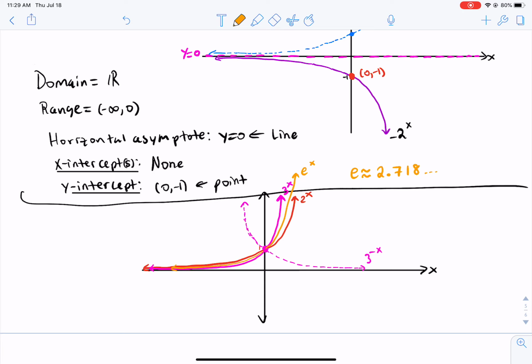This e to the x, we call this a natural exponential function, the natural exponential function.